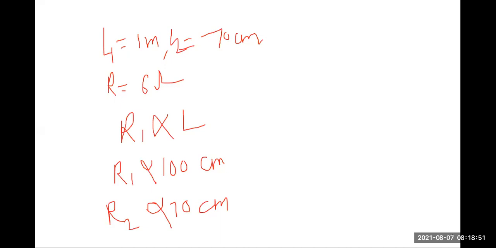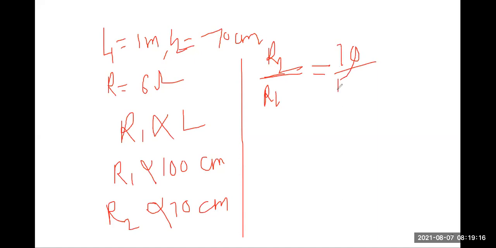Now when we take its ratio, we'll get the answer. We take R2 upon R1. R2 is 70 and R1 is 100. The 0 cancels and you'll get 0.7. Correct?